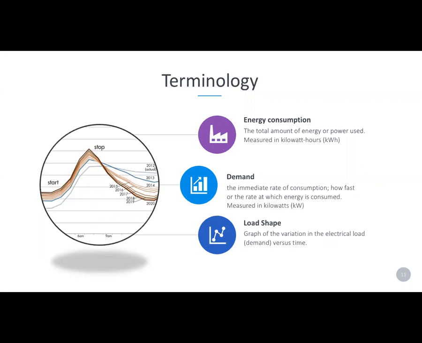So starting off, energy consumption is the total amount of energy or power used and is measured in kilowatt hours. Demand is the immediate rate of consumption, or how fast or the rate at which energy is consumed, and is measured in kilowatts. I like to think of it in terms of how fast water is coming out of a faucet, like a fire hose or a low-flow faucet.